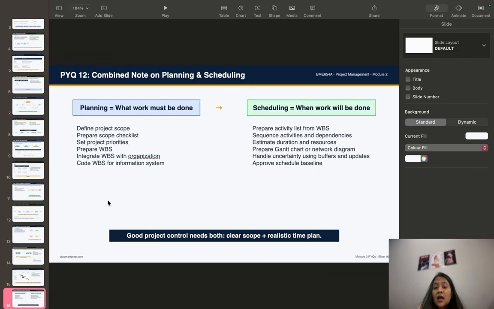And you can have the Gantt chart or the network diagram. And next, you have to handle the uncertainty using the buffer and the updates. And finally, approve the schedule baseline. So your main conclusion is good project control needs both clear scope and realistic time plans. I repeat again, good project control needs both clear scope and a realistic time plan.